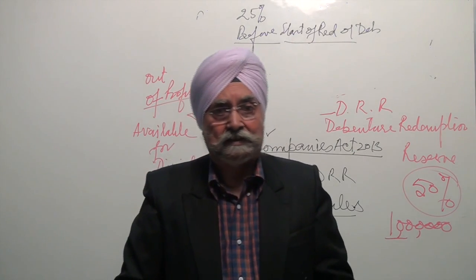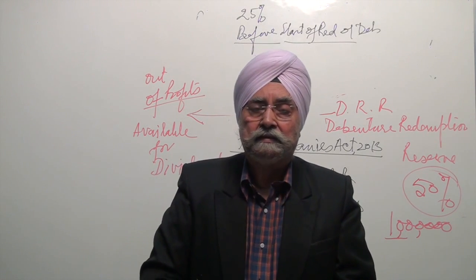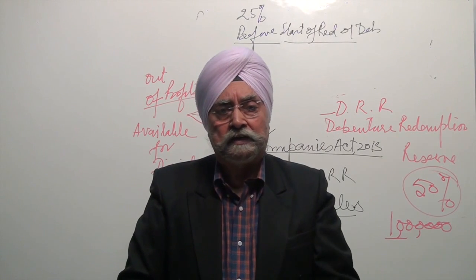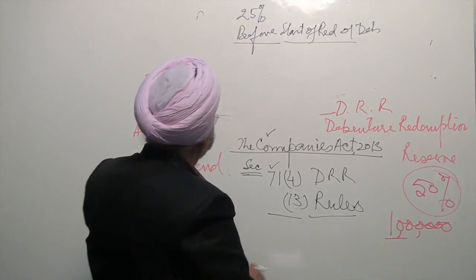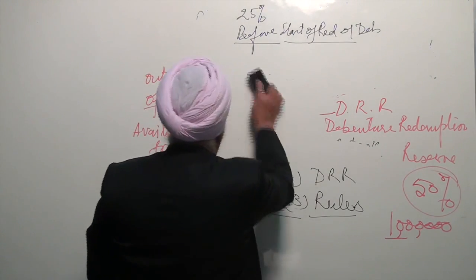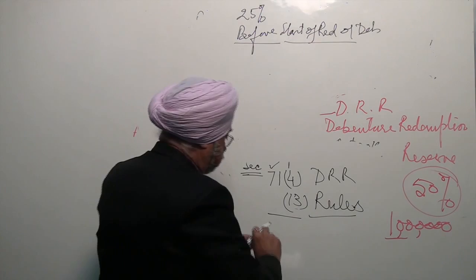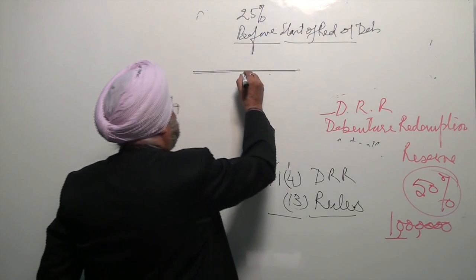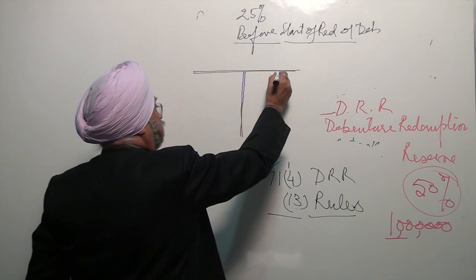And my dear students, one more thing I want to tell you about this. Earlier, DRR was made, 50% was made, and you know how DRR is made. Try to understand the concept of DRR once again; only then will you follow this. Here is a balance sheet. I am writing it in horizontal form just to explain this.